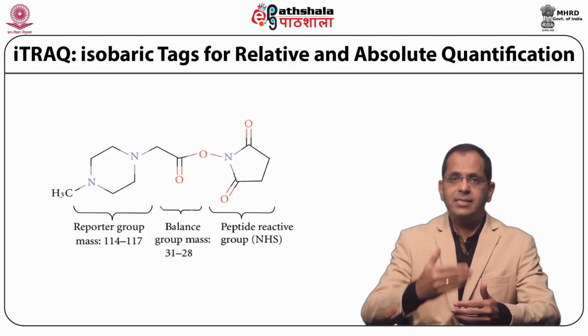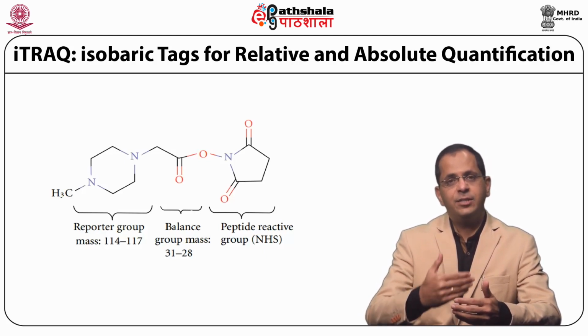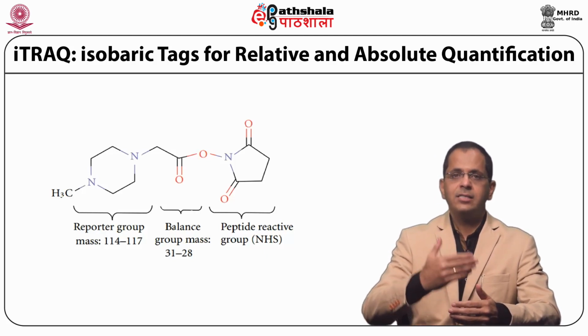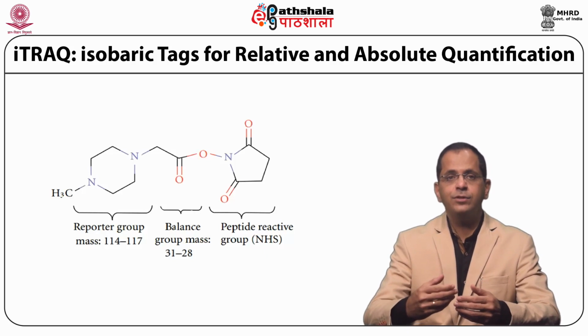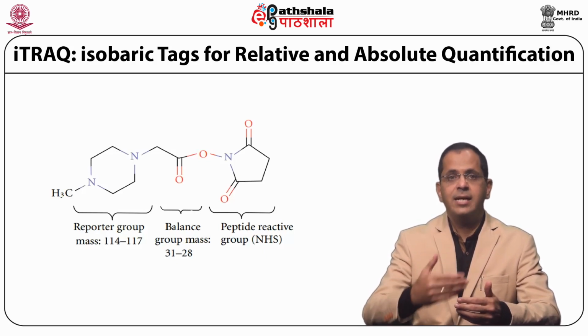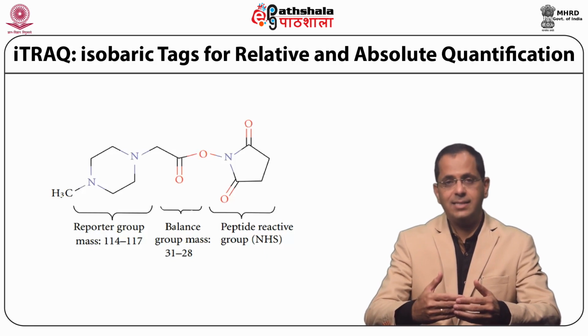Fragmentation in MS-MS releases the reporter ion during collision-induced dissociation. Relative abundance of the peptide is deduced from the relative abundance of the corresponding reporter ions displaying distinct masses from 114 to 117 Dalton.